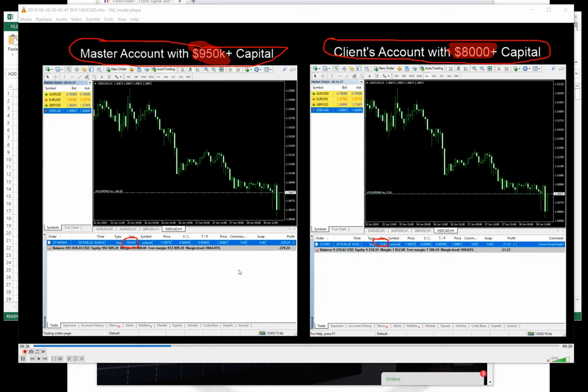Again, one more thing to learn here is that the balance will be used, not the equity. Whatever the new lot size is, it is taken from the balance, not from the equity, which will vary according to the profit and loss running with the open trades. So the trade will be placed as per the client's last balance.